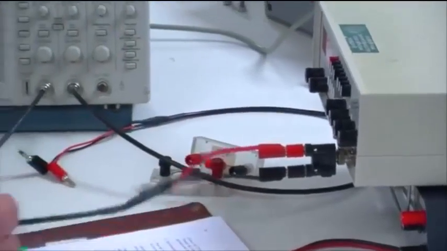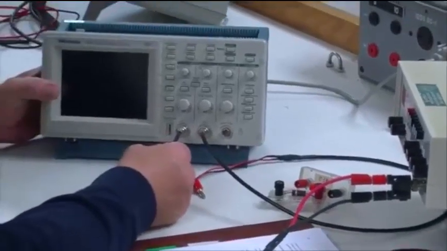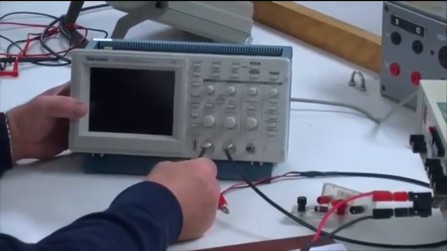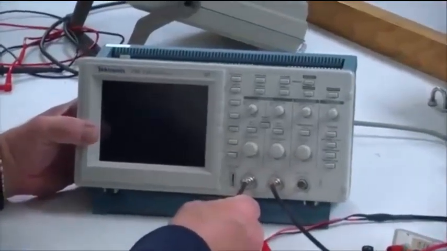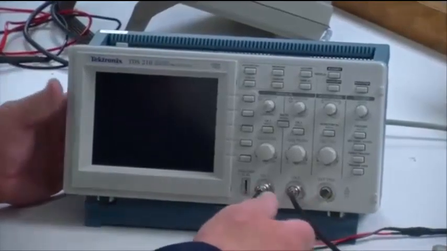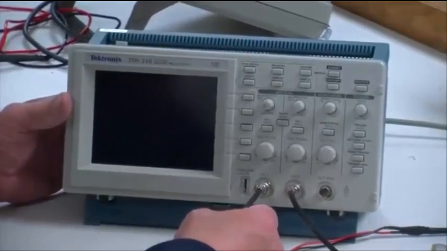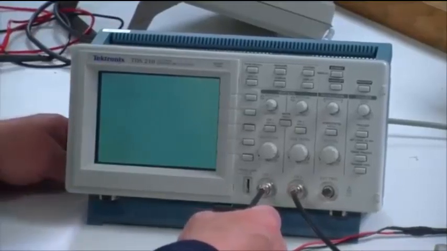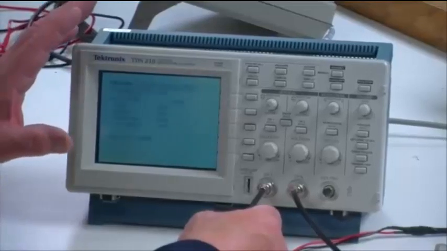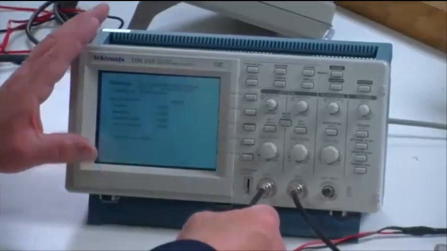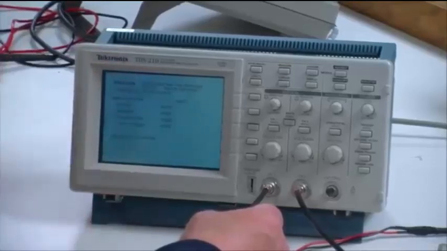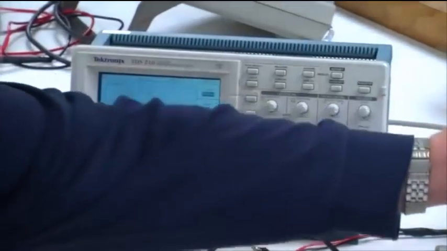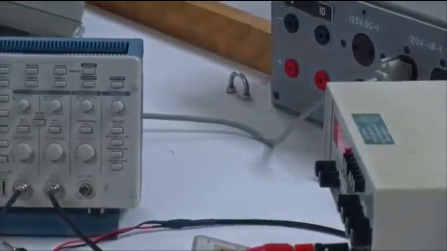Okay, now this is going into channel 1 of the oscilloscope. The oscilloscope is basically a voltmeter, and instead of moving a needle or giving a digital readout like an ordinary voltmeter, what it does is it essentially plots a graph of voltage on the y-axis versus time on the x-axis. So let me turn on my power supply here.